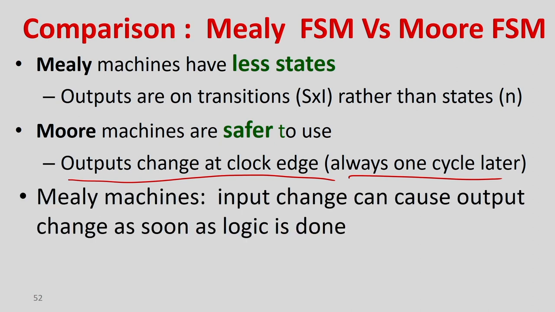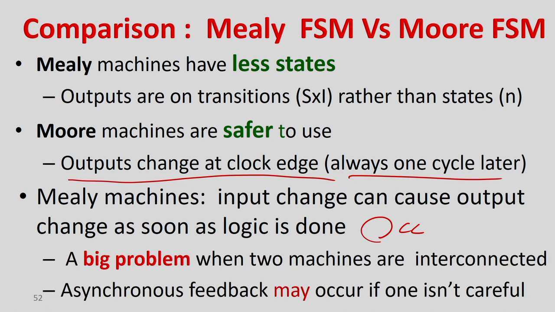In Mealy machines, input changes can cause output changes as soon as the logic is done, because it is only a combinational circuit. That means it may have some glitches. This is a big problem when two machines are interconnected. That means asynchronous feedback may occur if one is not careful.